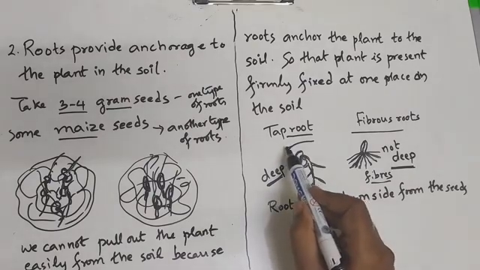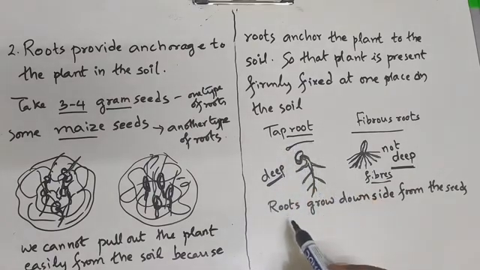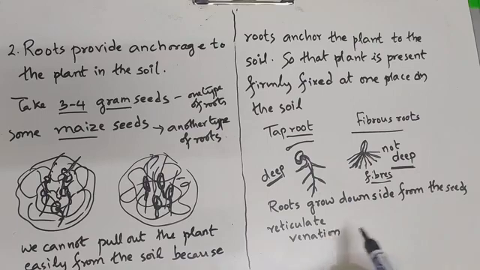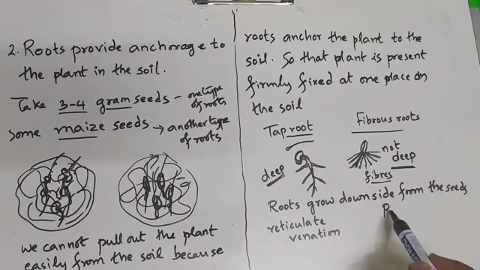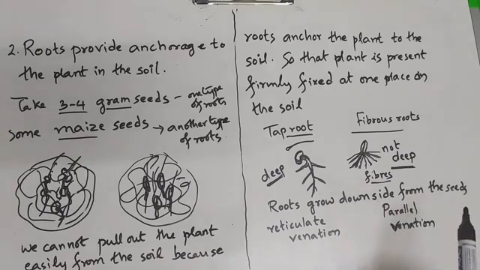And tap root containing plants show reticulate venation in their leaves, whereas fibrous root containing plants show parallel venation in their leaves. This is the relation between the types of roots and the venation of the leaves in a given plant. Okay, remaining things we will discuss in the next class. Thank you.